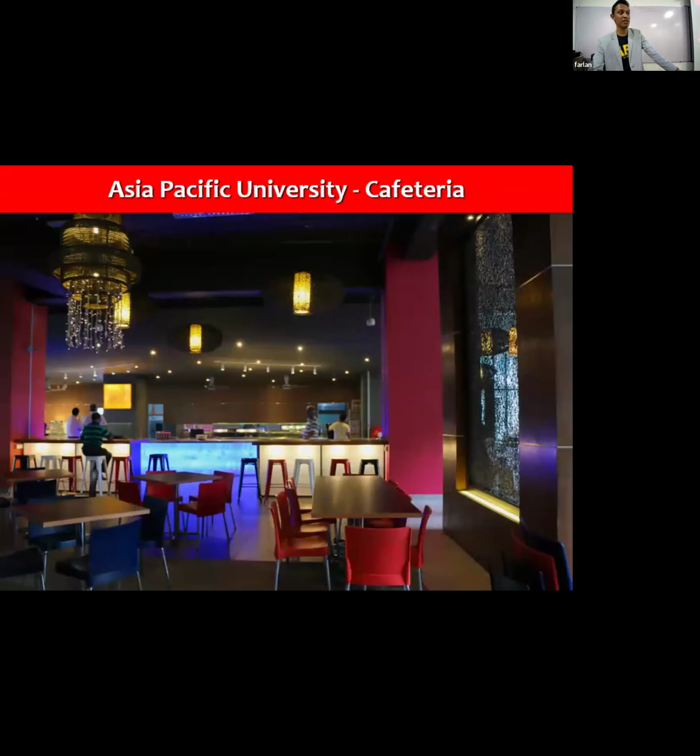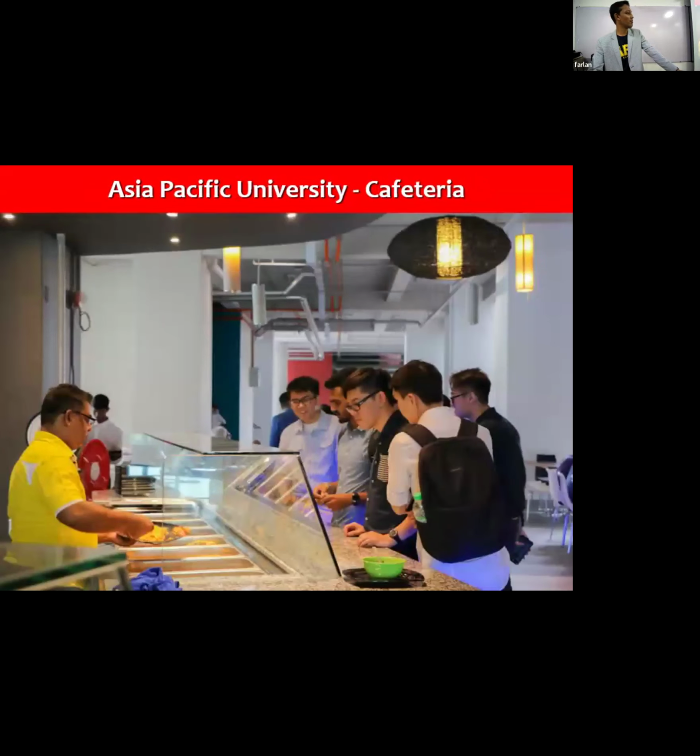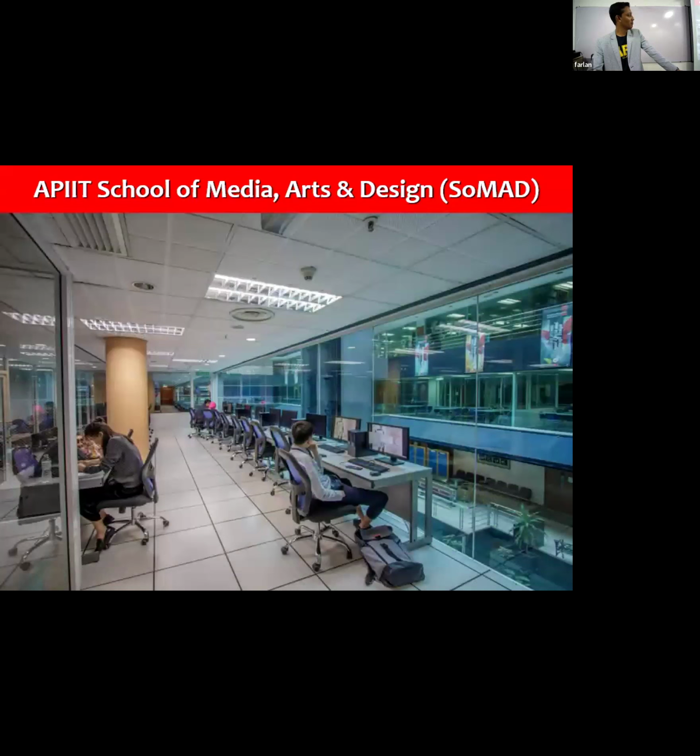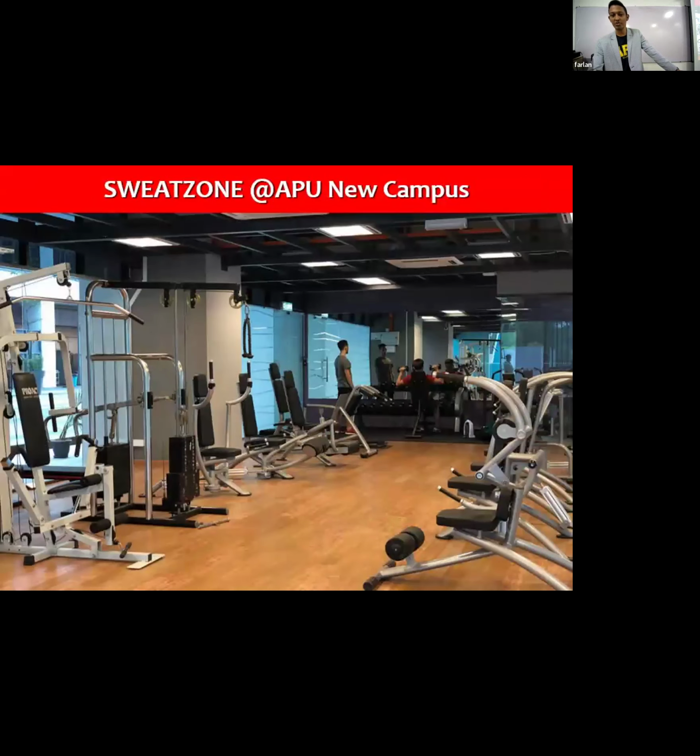Right, so this is the cafeteria on campus. And the School of Media Arts and Design. The on-campus gym. Students, guys, work it out. You can use these facilities. Definitely, it's for international students, all of you.